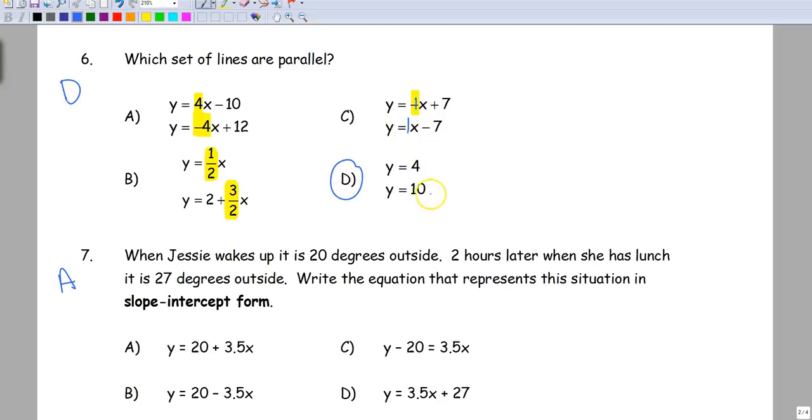But the reason that these are parallel is because these are both horizontal lines. One is starting at 4, and one is starting at 10. Okay, so 2 horizontal lines would be parallel to each other.